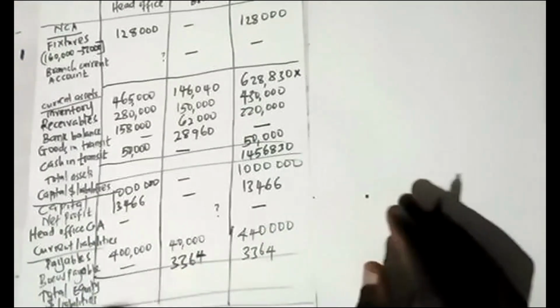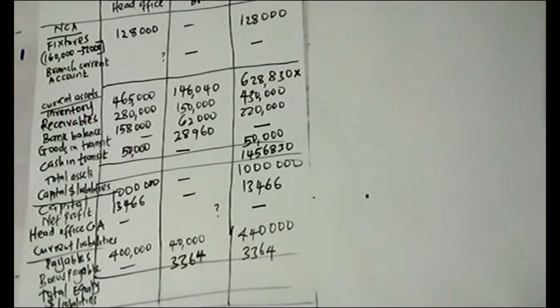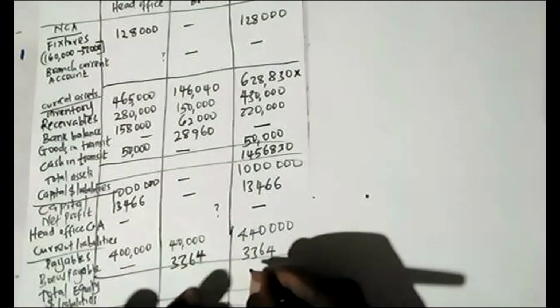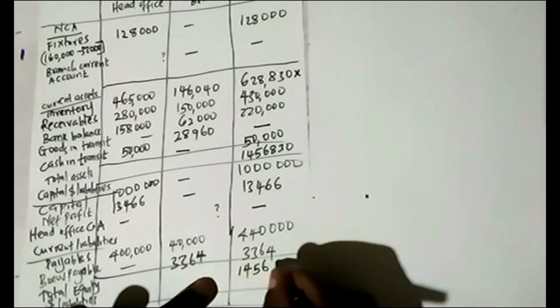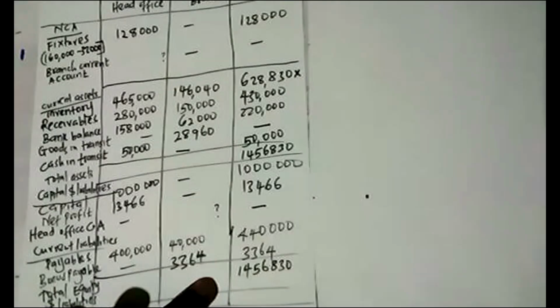Then what about down there? 1 million plus 13,466 plus 440,000 plus 3,364. I'm getting the same, 1,456,830.